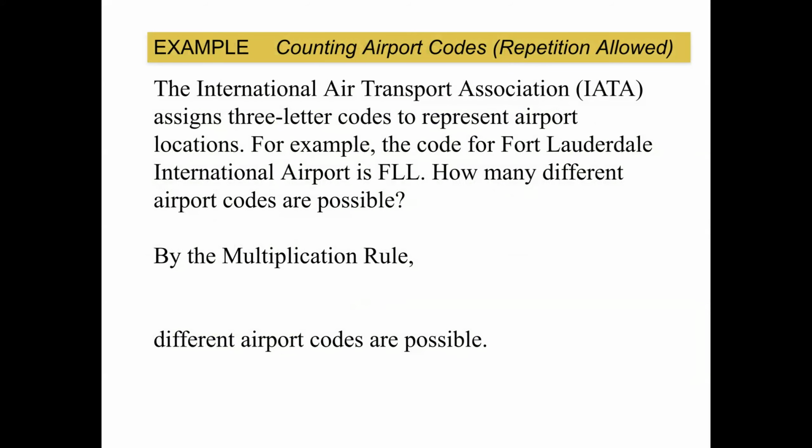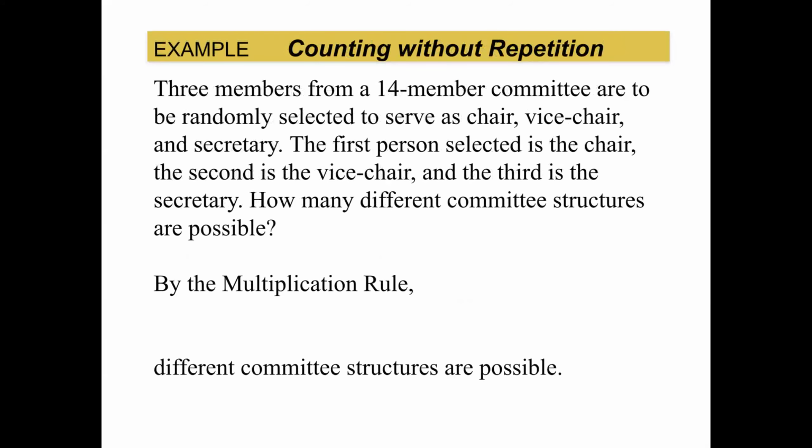So here's another one, the IATA, which is the group that assigns the three-letter codes that represent airports. How many airport codes are possible if you have three letters in a row and you have 26 to choose from? Well, by the multiplication rule, it would be 26 to the third power, 26 times 26 times 26, which is 17,576. So that's how you'd get the total number of airport codes, again, using the multiplication rule.